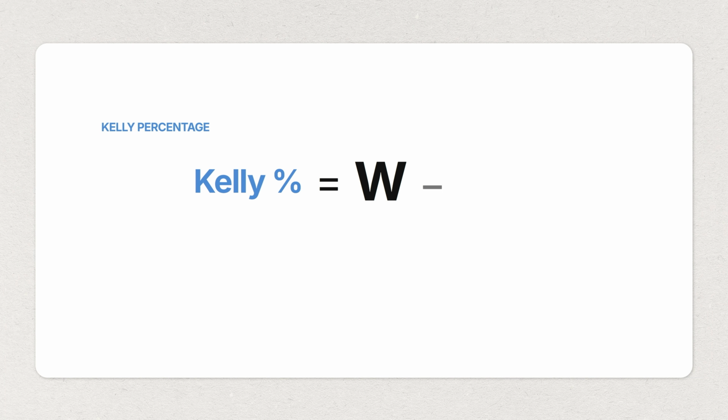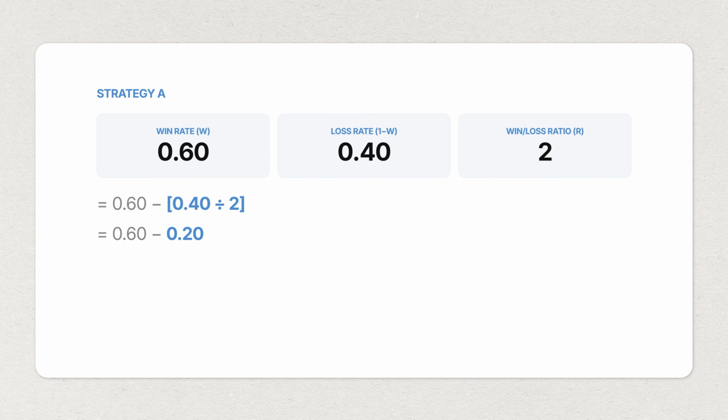The Kelly formula is: Kelly percentage is equal to win rate minus, within parentheses, 1 minus win rate divided by the win-loss ratio. Now, if we have to calculate it for strategy A step by step, this is how it would work. The win rate is 0.6, the loss rate is 0.4, the win-loss ratio is 2, so 0.6 minus 0.4 divided by 2, that's 0.6 minus 0.2, Kelly percentage would come to 40%.